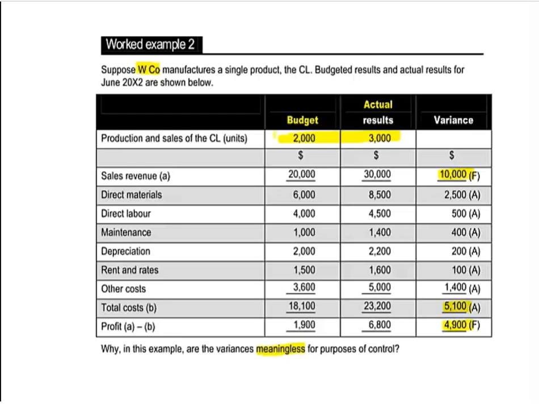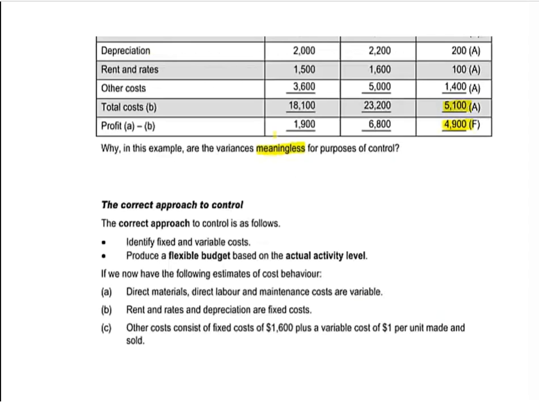So what we'll end up with is a statement which says how much should it have cost us for 3,000 compared to how much did it cost us for 3,000, and that will give us much more meaningful variances. To do this then we'll need to have information about cost behaviour, which we've got at the bottom of the page. So let's just summarise then the correct approach for comparing results.